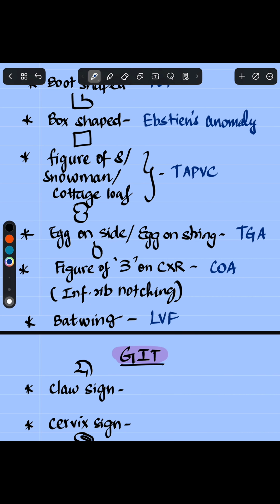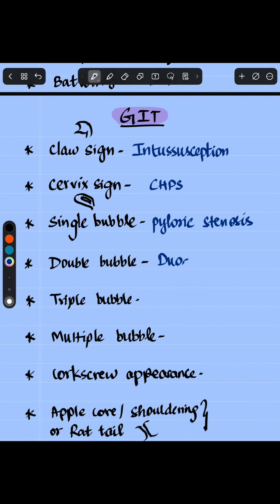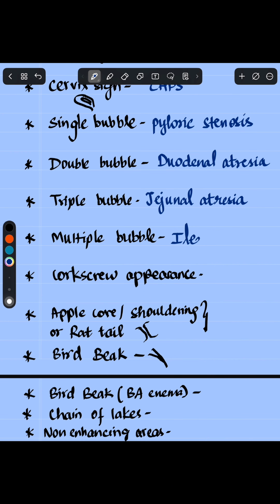Now let's go to GIT. If you see a claw sign, it is intussusception. Cervix sign will denote CHPS, congenital hypertrophic pyloric stenosis. You can see it in ultrasound. Single bubble sign, if you see, it's pyloric stenosis, and double bubble sign, it is duodenal atresia. If you see triple bubble sign, it's jejunal atresia. If you see multiple bubble, it is ileal atresia.